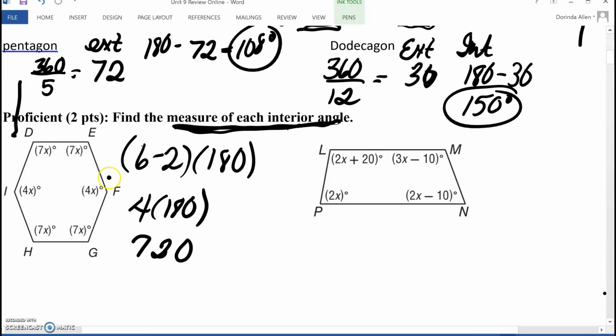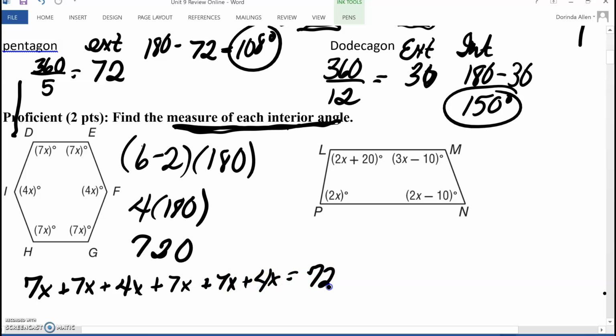Then I'm going to take all of these added up. So 7x plus 7x plus 4x, 7x plus 7x plus 4x equals 720. Adding those all up, I get 36x equals 720, and then divide by 36, so x equals 20. So that's what x equals.